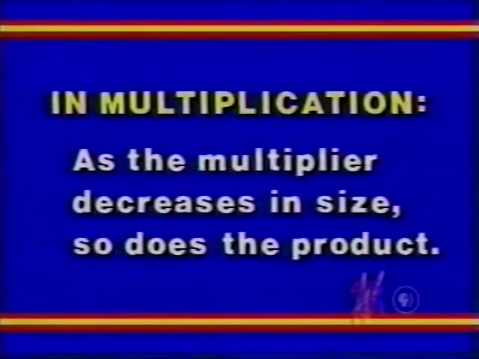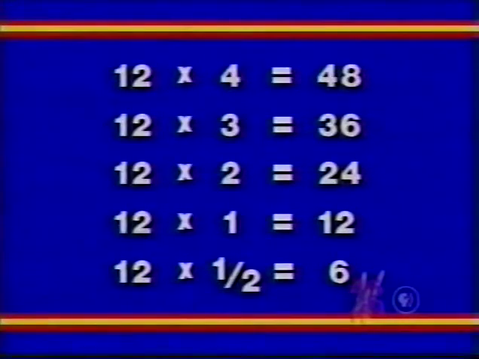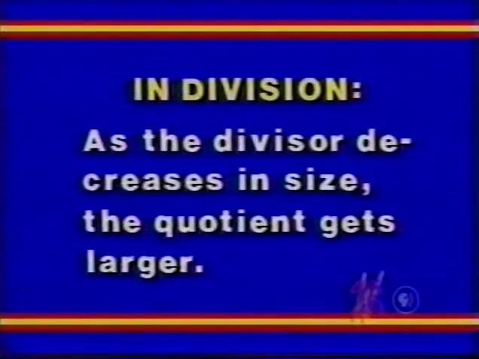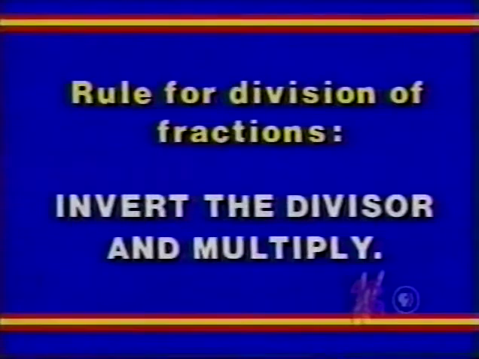Remember that in multiplication, as the multiplier decreases in size, so does the product, as in the following example. However, in division, as the divisor decreases in size, the quotient gets larger. Above all, remember the rule for division of fractions. Invert the divisor and multiply. It makes the fractions behave like whole numbers. Well, now that we've covered all that, let's get back to class and see what's new.